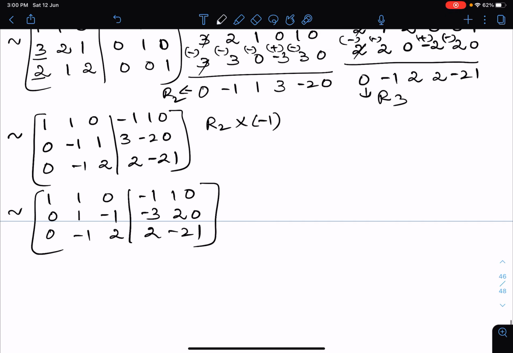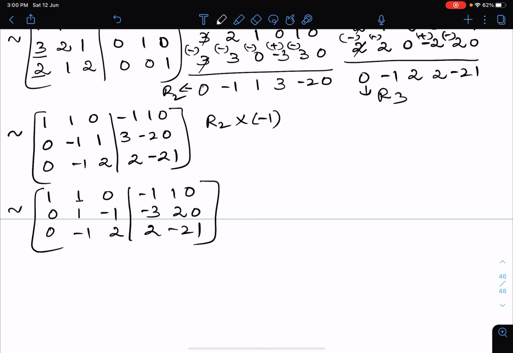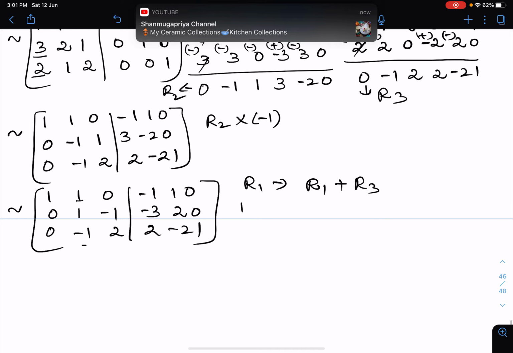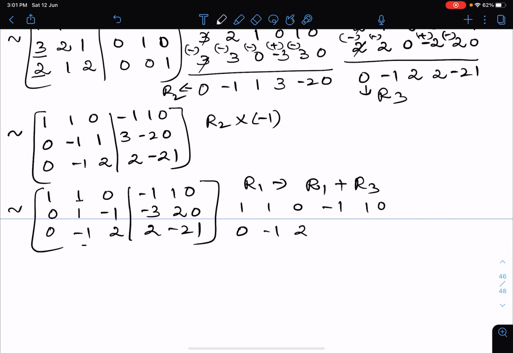Then now coming, what we have to do is in row 1 this has to be changed to 0, and similarly in row 3 this has to be changed. So first we will concentrate on row 1. Row 1 you are going to do as row 1 plus row 3. What is our row 1? 1 1 0 minus 1 1 0. And what is our row 3? 0 minus 1 2 2 minus 2 and 1.